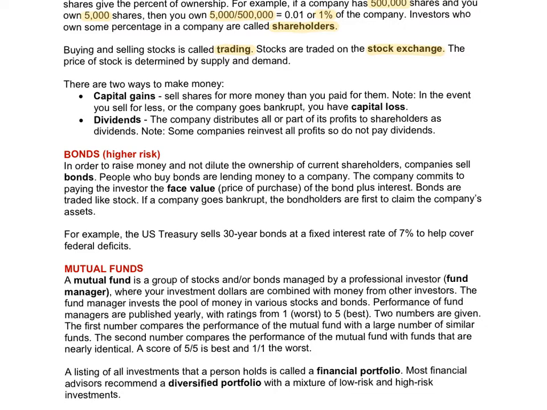So there's two ways that you can make money when you buy stocks. First one would be capital gains, and that's if you sell your shares for more money than you paid for them.